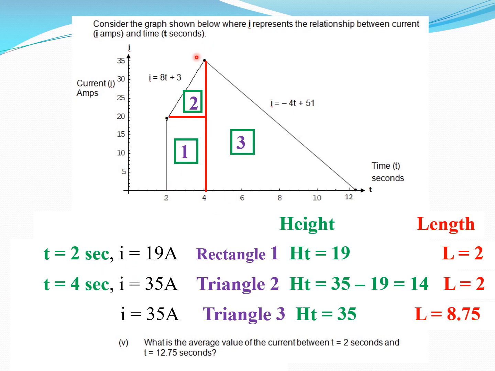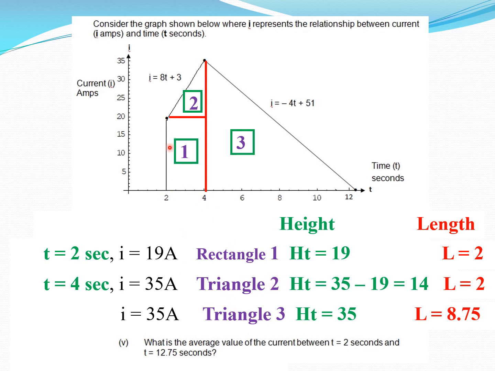So we divide the area. We mentioned we want to get the area under the graph. So we divide it up into 3 sections. So we've got what we call rectangle number 1, triangle number 2, and triangle number 3. So again, t equals 2 seconds, I is 19 amps. So rectangle 1 has got a height of 19 amps. We just go general, we call it 19. And the length of the rectangle is 2. So it's obvious now what that area is going to be.